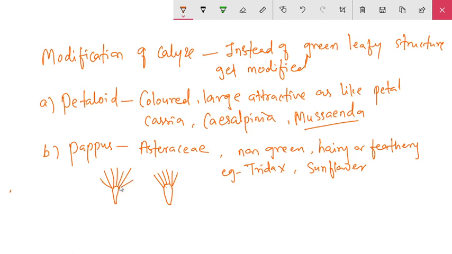This pappus acts like a parachute. It acts like a parachute to move from one place to another place. Okay. Then the third type, that is the spurred calyx.